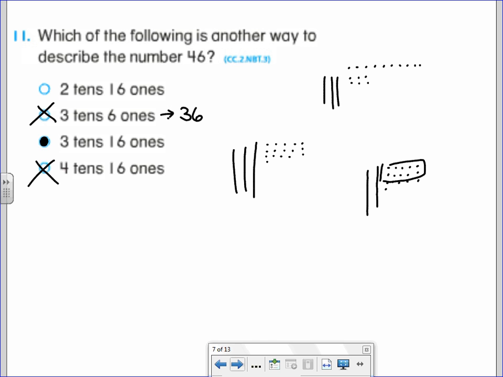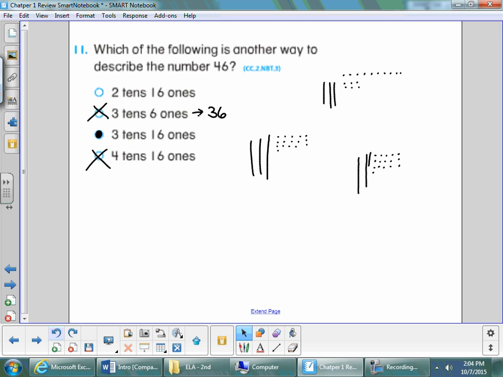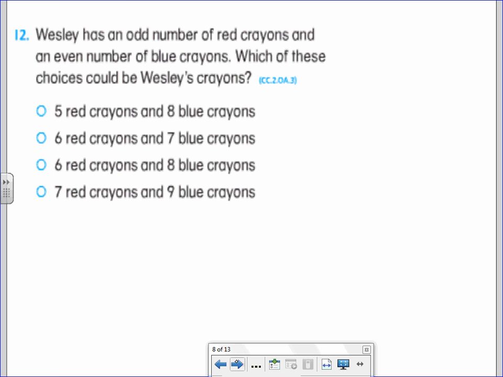Or I can skip count by fives. Let me get rid of that last one. I can also just skip count by five. So watch this. If I want to see how many I have here, I can count 5, 10, 15, 16. And then I'm going to continue on by 10. So 16, 26, 36. That's not what I was looking for. Any questions about this one? Great. Let's move on to the next one.